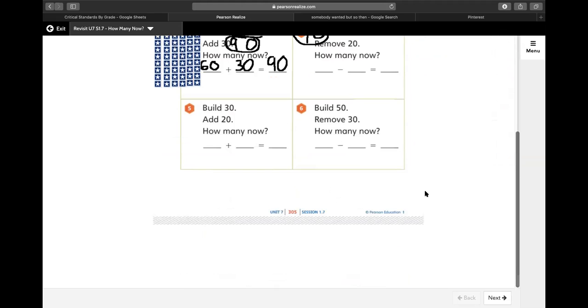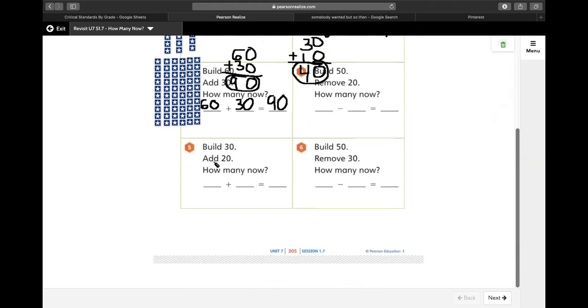All right, so let's try one more. Let's try number 5, but this time we're not going to use our towers of 10. We're just going to add them. So build 30. So we're starting with 30. Add 20. How many are there now? So I started with 30. Drawing my plus sign.